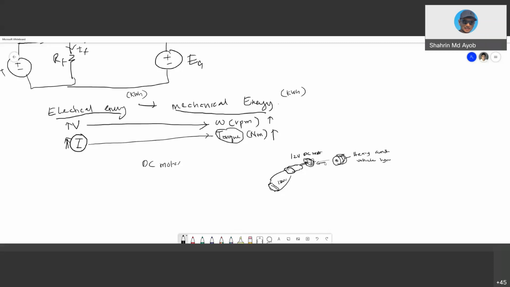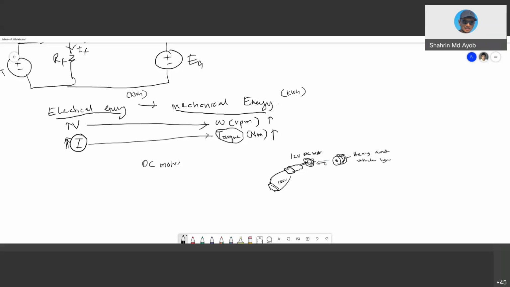That's why when you are driving a motorcycle or a car and you want to accelerate, you need more torque, right? More torque, more force. In an electric car, it is the same. If you want more torque, you need more current from the battery.